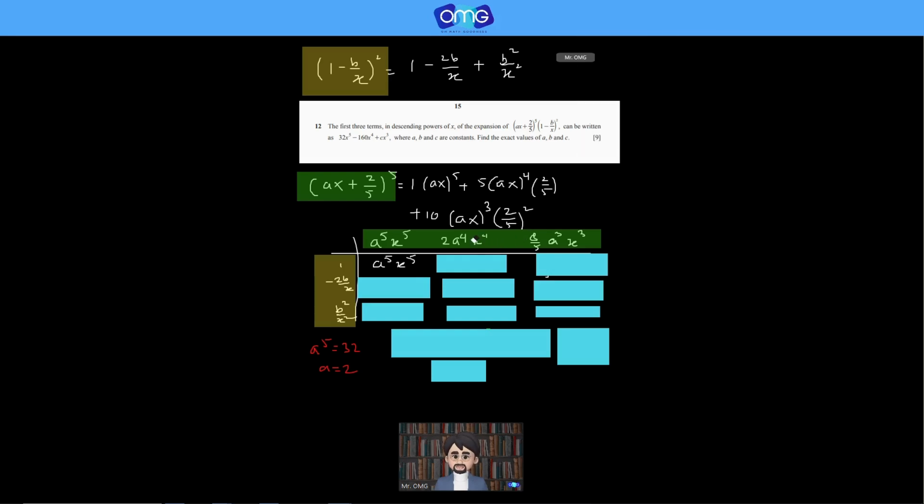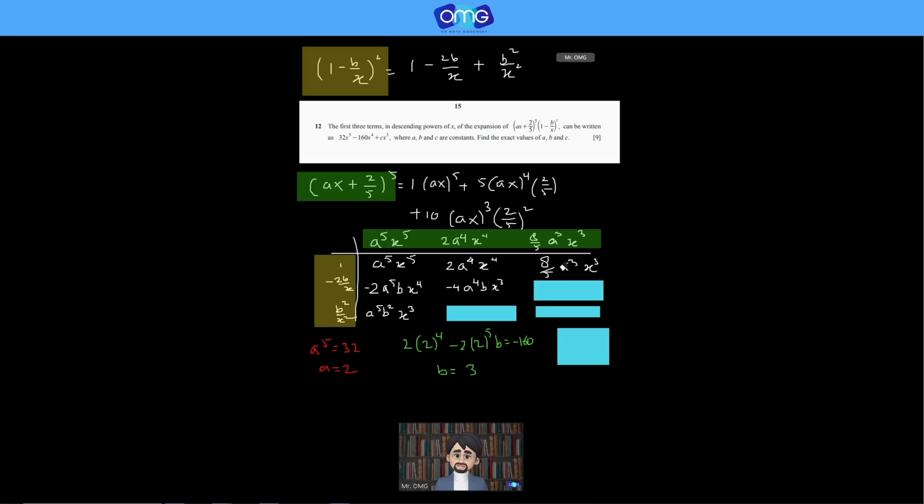For the next one, this multiplied by this is the x to the power 4 term, and this plus this equals minus 160: 2a to the power 4, and this is minus 2a to the power 5 b, and that equals minus 160. Since we know a is 2, we substitute and we get b equals 3. For the next one, c equals this plus this plus this. Since we already know a and b, we just substitute and we get c equals 544 over 5, and we don't need to care about the rest because we already found the answer.